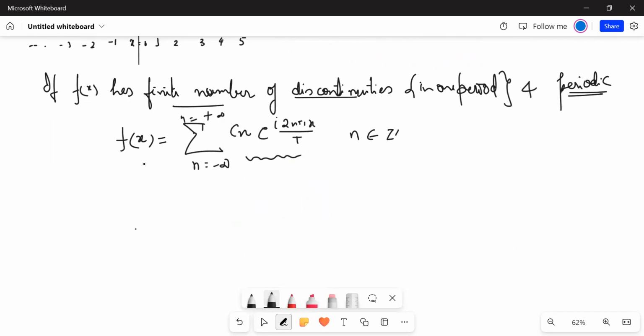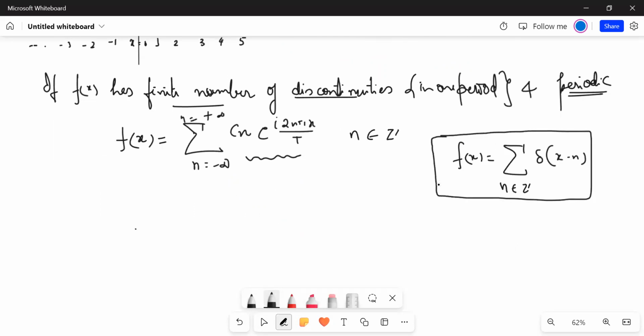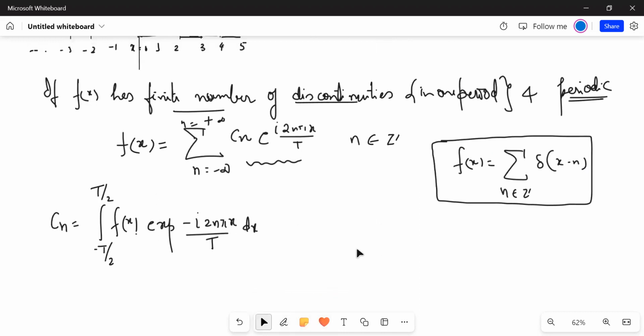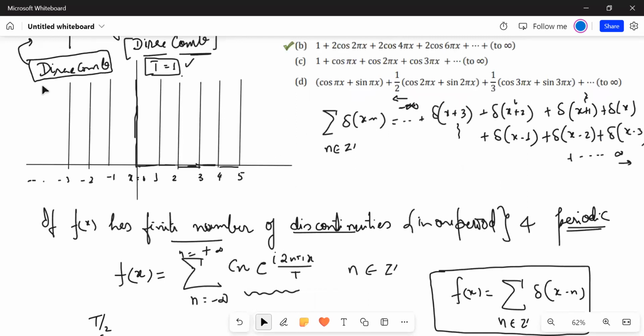Okay. Now you see, we have to write the function f(x), which is actually the Dirac comb, summation n belongs to Z, Dirac delta of x minus n, and we have to write the Fourier representation of this particular function. So what I'll do, I will try to find Cn. So what is Cn? Cn is equal to the integral from minus T by 2 to plus T by 2 of this f(x) here, and then exponential of minus 2n pi x upon capital T, and then you have this dx.